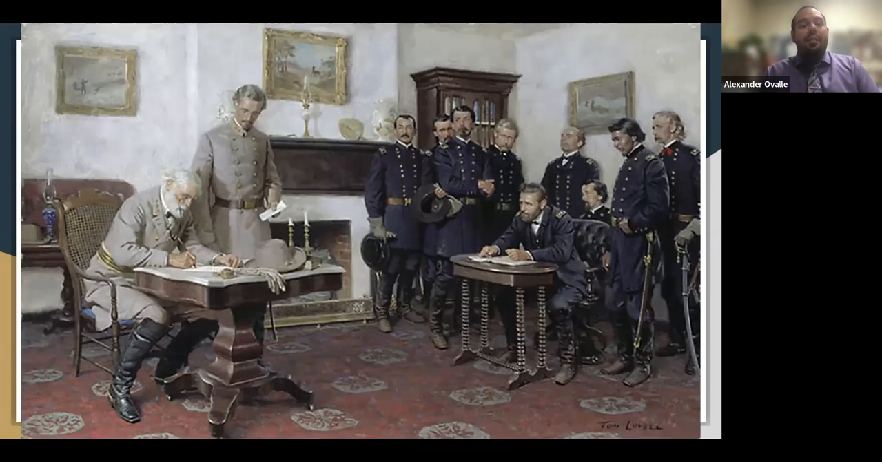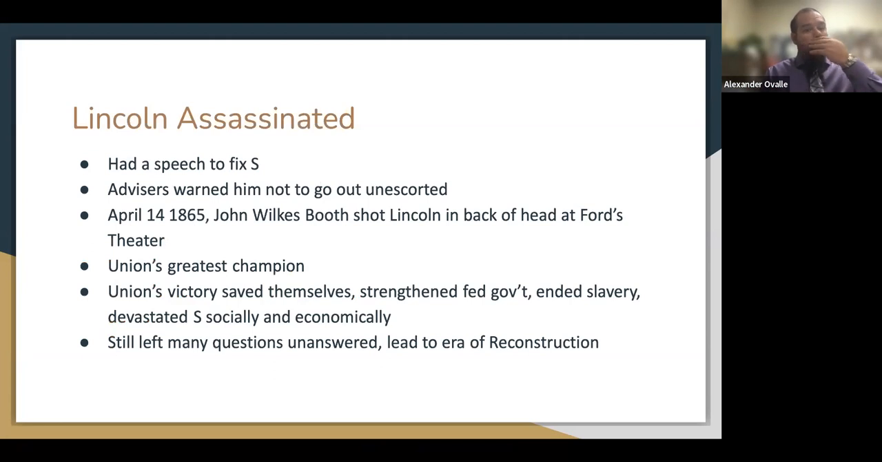And this is the Confederates surrendering to the Union. All right, so Lincoln, we all know. He gave a speech shortly after the war ended. Advisors warned him not to go unescorted to watch an opera show, and he was like, no, I'm going to be fine. However, he wasn't. April 14th, John Wilkes Booth will shoot Lincoln in the back of the head at Ford's Theater.